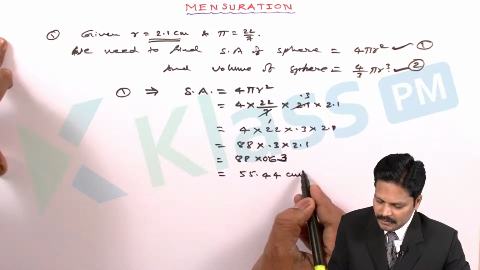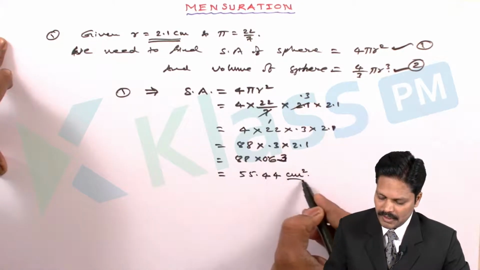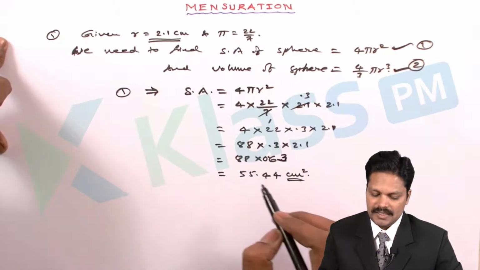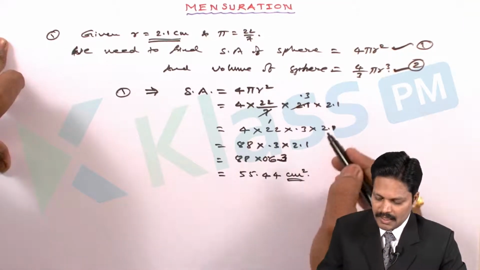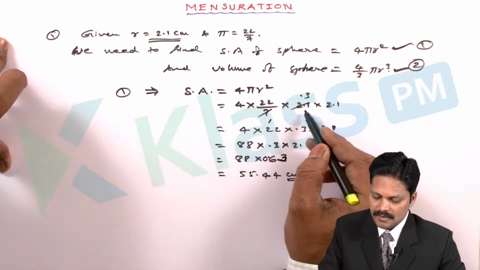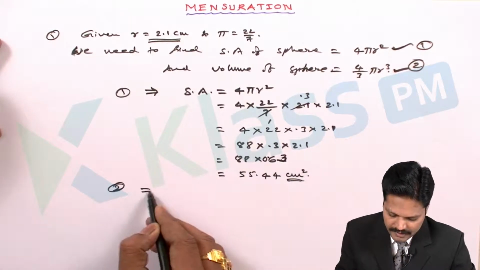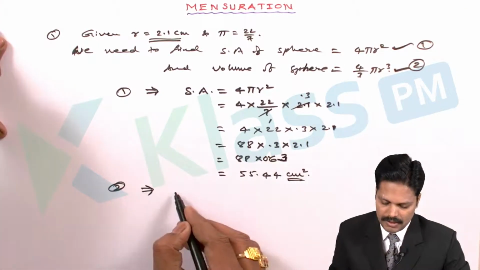85.44 centimeter squares. The units are mandatory to mention whenever we are finding surface area values. I take centimeter square because the length unit is repeated 2 times, that's why I am writing squares. And coming to the second formula, this is the volume of the sphere.